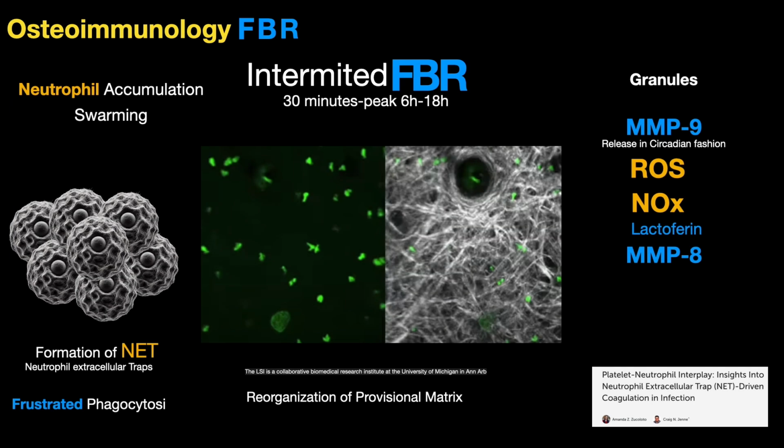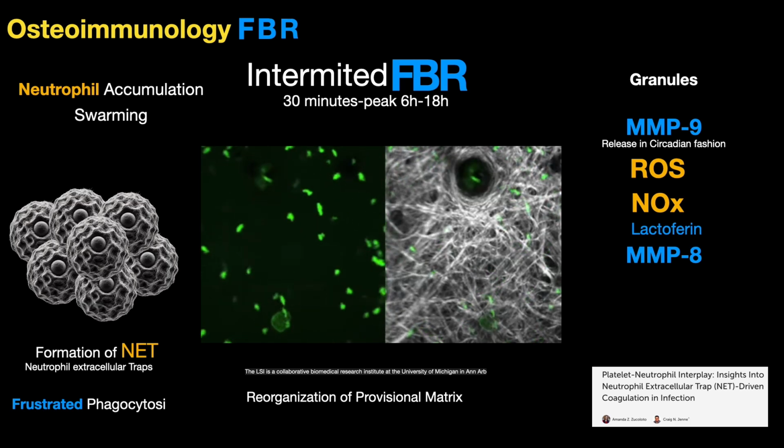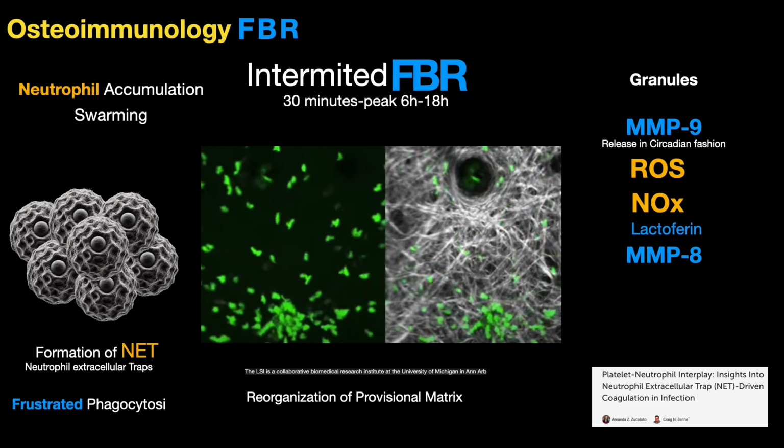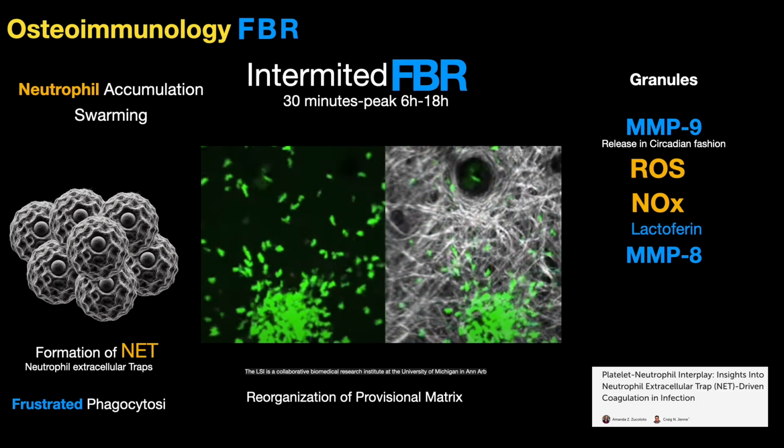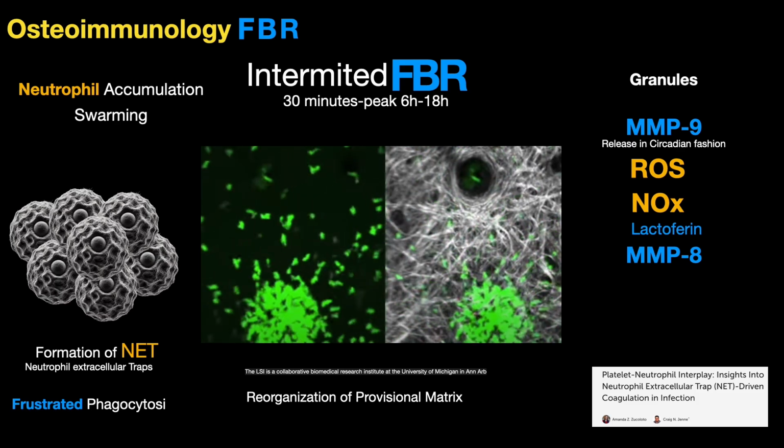You can see the speed and ferocity of neutrophil accumulation in the following video. They're forming something called neutrophil extracellular traps, called NETs, and they try to phagocytose the object, the foreign body. We call it frustrated phagocytosis, and as it's frustrated, it's a massive stress on those cells. They release reactive oxygen species, they release NOx, they release MMP9 and MMP8.